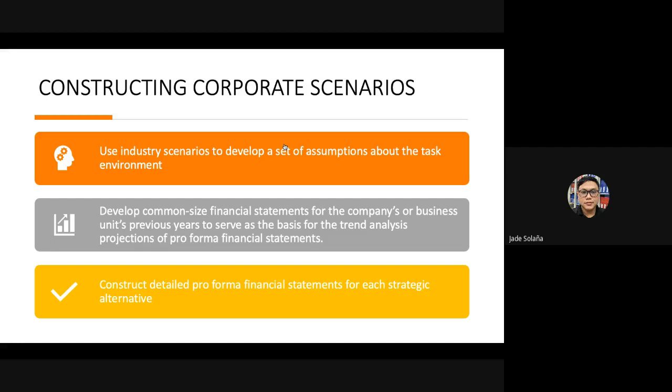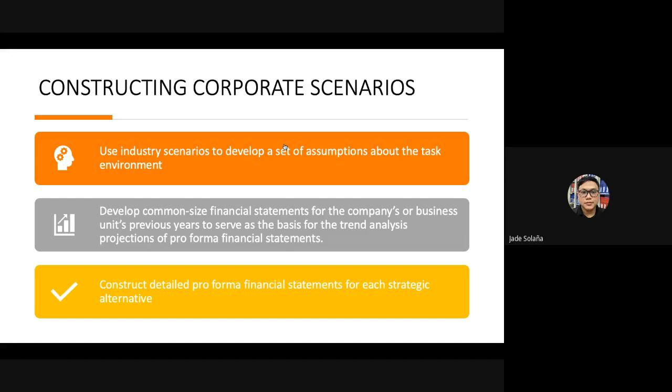So the recommended scenarios are simply extensions of the industry scenarios. If, for example, industry scenarios suggest the probable emergence of a strong market demand in a specific country for certain products, a series of alternative strategy scenarios can be developed. To construct a corporate scenario, we have to follow the following steps. Number one, use industry scenarios to develop a set of assumptions about the task environment.